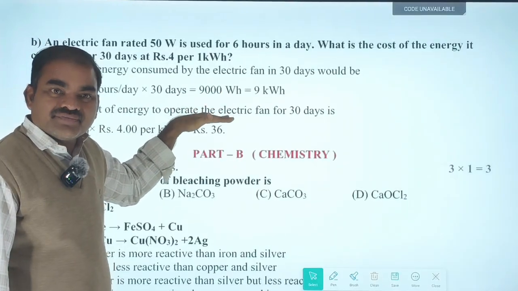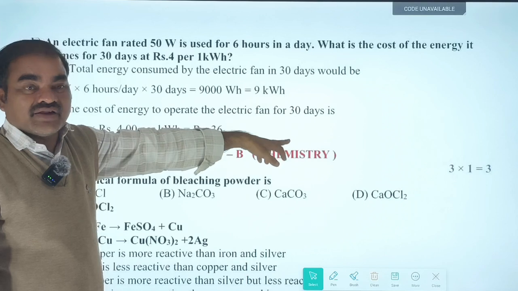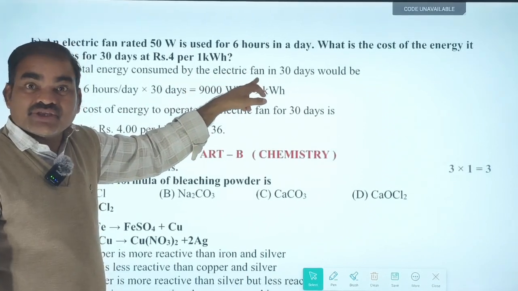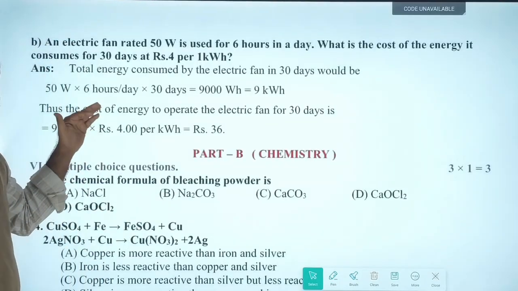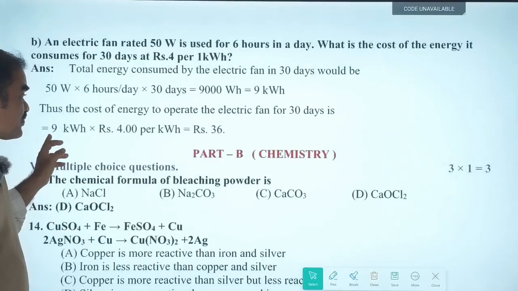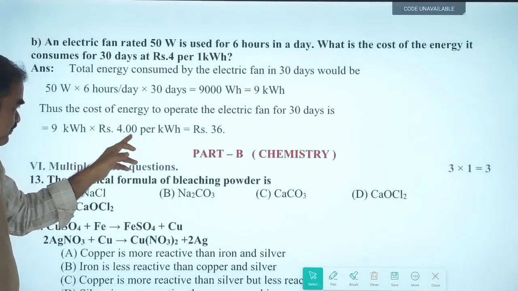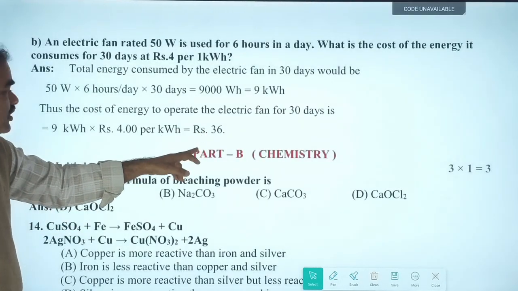50 into 6 into 30 is 9,000 watt hour. Then divide by 1000 to convert to kilowatt hour, because the rate is per kilowatt hour. Thus the total energy consumed in 30 days is 9 kilowatt hour, into rupees 4.